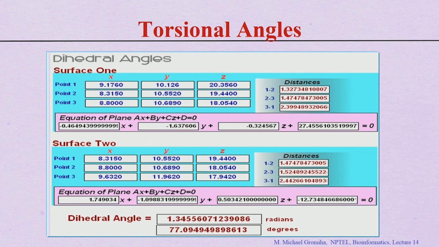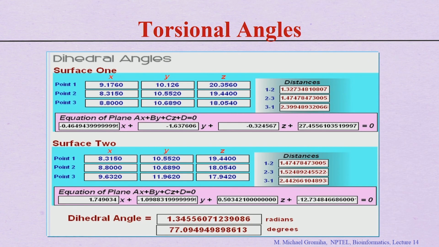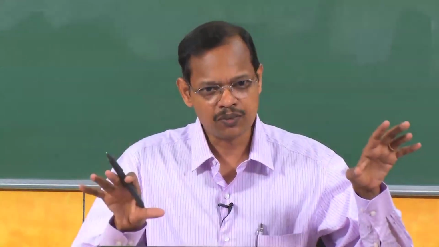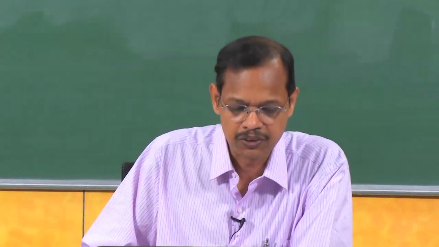I will show an example with the same data. There is a server which can take these x, y, z coordinates and give the equation of the plane. For example, this is the same coordinate which I showed here, 9.176, the coordinate for the first atom. Then this is the equation of the plane. For plane 2 you can get the equation of the plane, and finally with these 2 equations it calculates the dihedral angle, which is about 77 degrees. So, if you get the coordinates of 4 atoms, because 4 atoms are required for a dihedral angle, 3 in one plane and 3 in another plane, you can get the equations of the planes and then use them to get the dihedral angles. It is very simple.